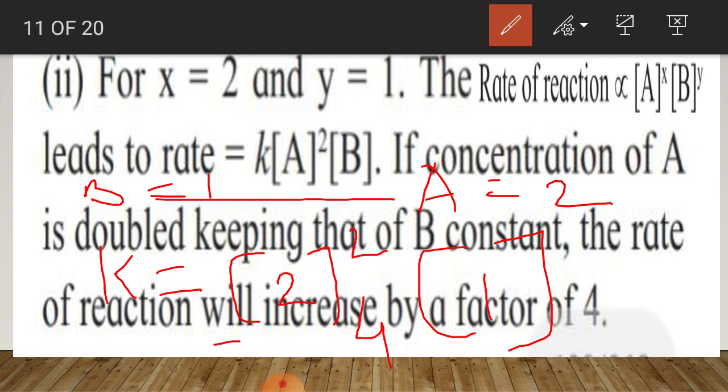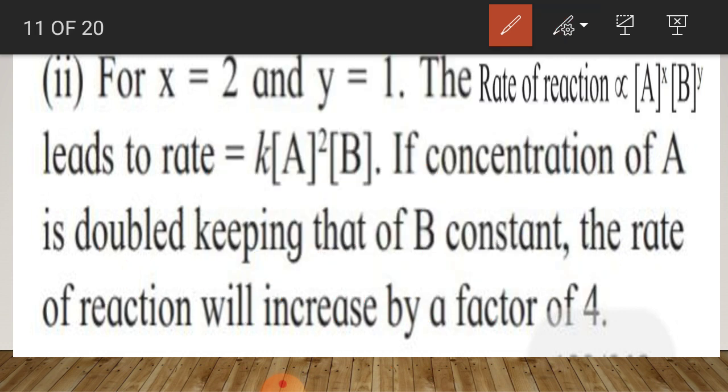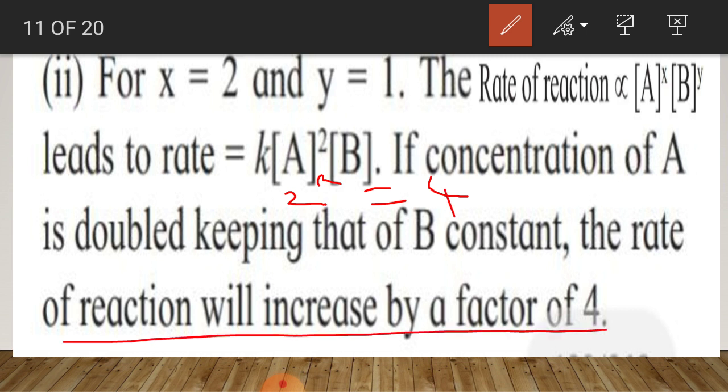Remember, if the concentration of A is doubled, we are keeping B constant. We are not changing B. The value of B is constant, and we are changing A. Suppose your B is 1, and for A we are writing 2. So it is raised to 2. 2 raised to 2 will be 4. So the rate of reaction will increase by a factor of 4.